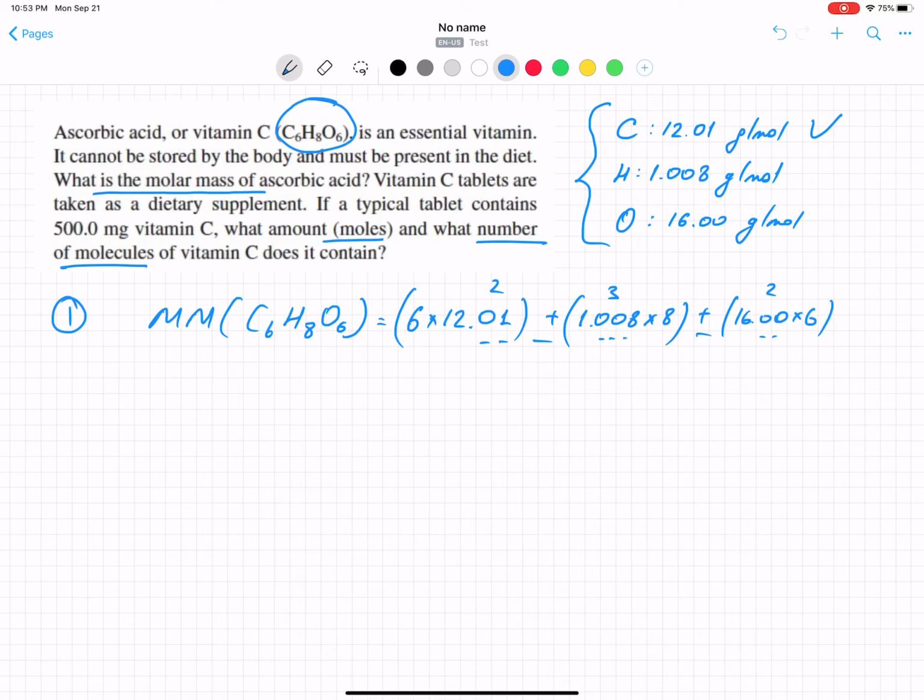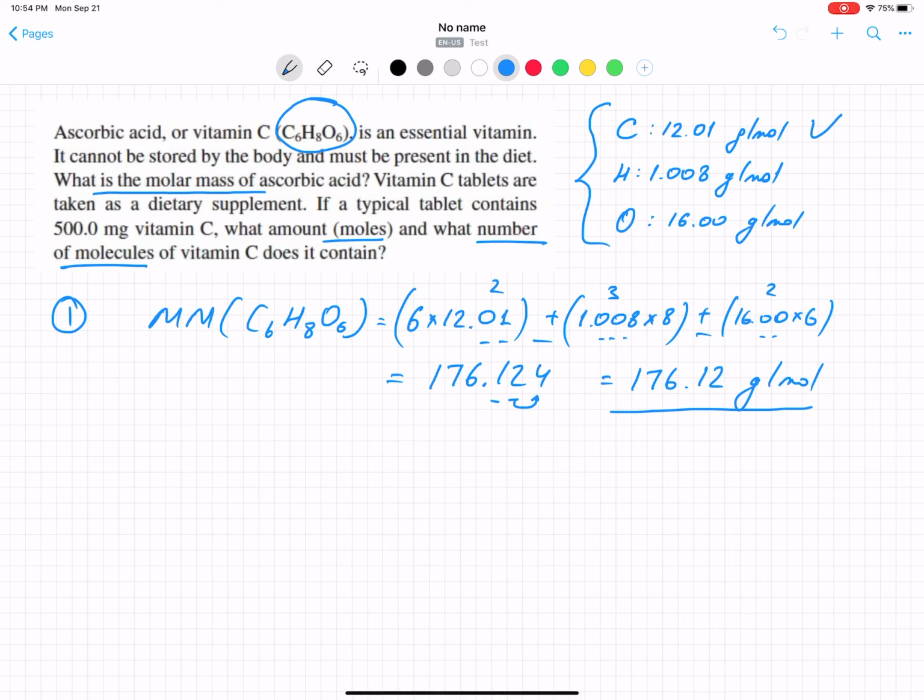So we can take a calculator and solve it. Times 8 plus 16 times 6. And you will get the full number, 176.124. But we need only 2 decimal places. It's 1 and 2. Do we need to round? No, we do not. So we're going to leave it as 176.12 grams per mole. That will be our answer for the first one.